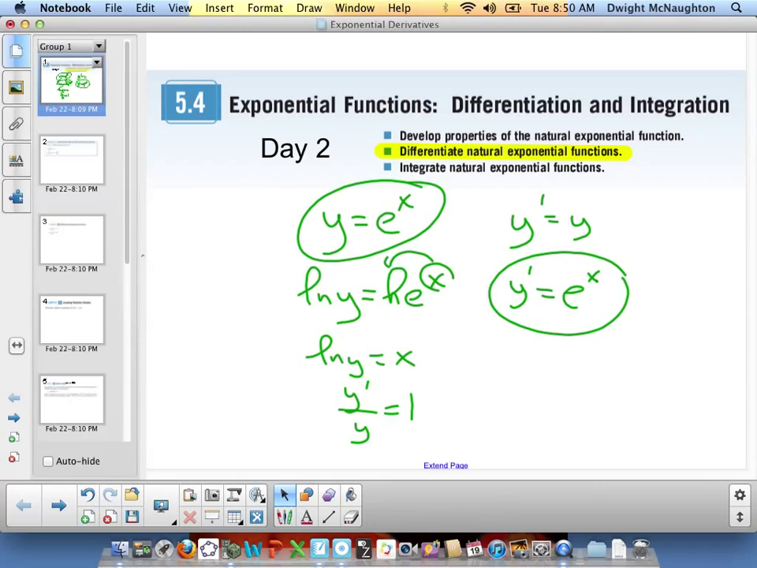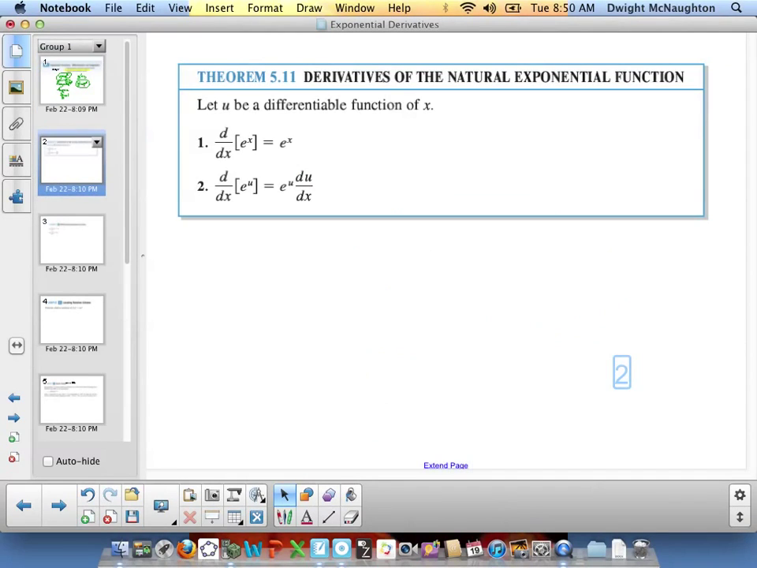All right? All that work to show that the derivative of e to the x is exactly the same. This is the one function that's its own derivative. That's theorem 5.11. The derivative of e to the x with respect to x is e to the x. If you have something in there besides x, applying the chain rule, the derivative of e to the u with respect to x is e to the u times the derivative of u with respect to x.